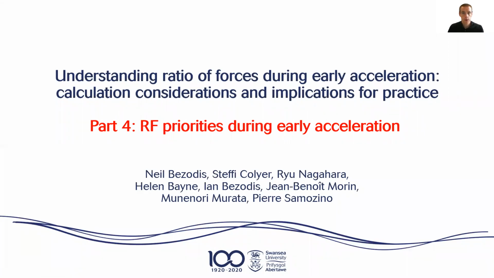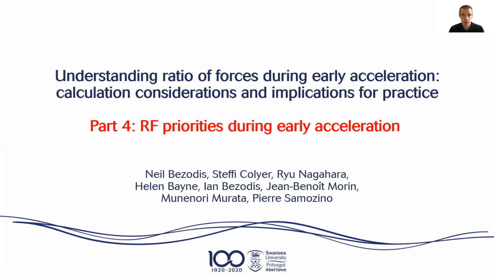Okay, so we know that the ability to produce a high ratio of forces during early acceleration is important for performance. And this was based on the average ratio of forces over the initial push-off or block exit and the first four steps. But what we wanted to understand now is what are some of the priorities around how you achieve this high average ratio of forces?